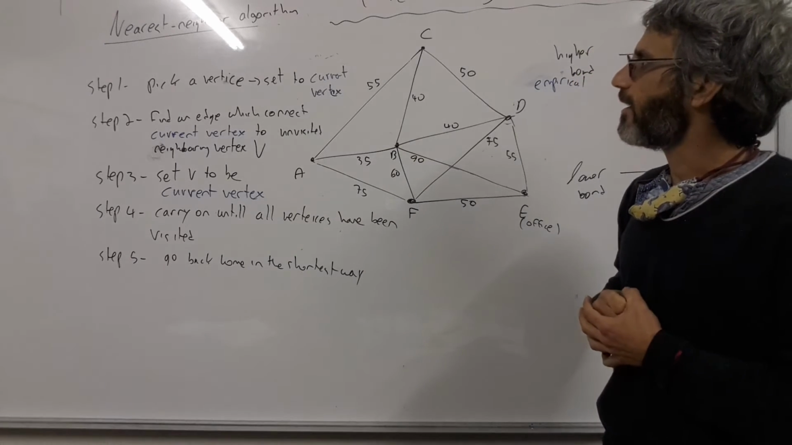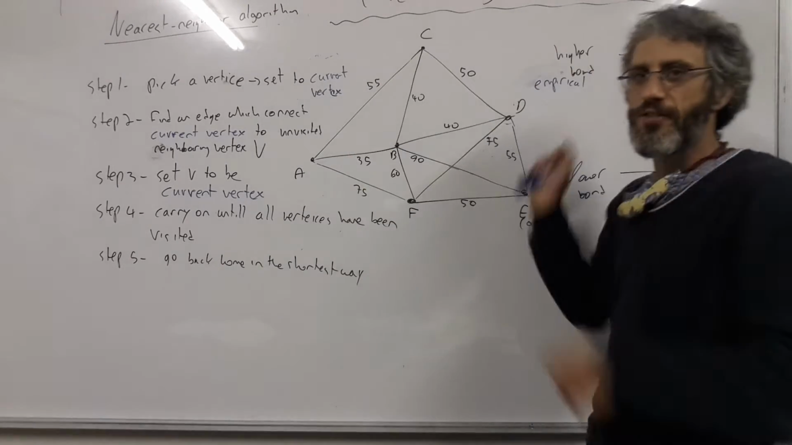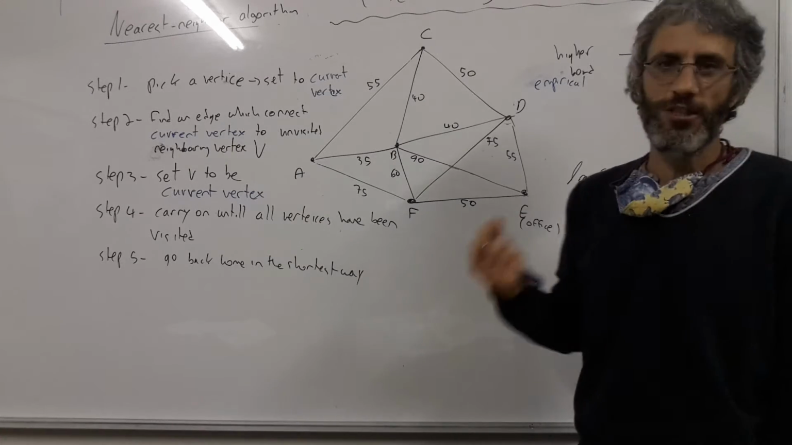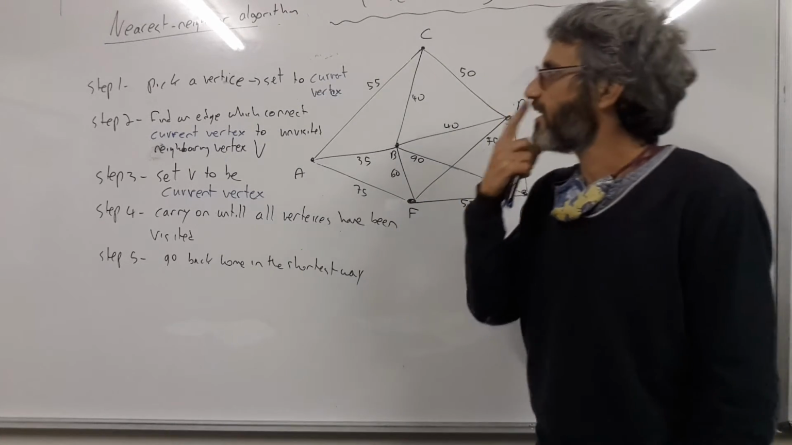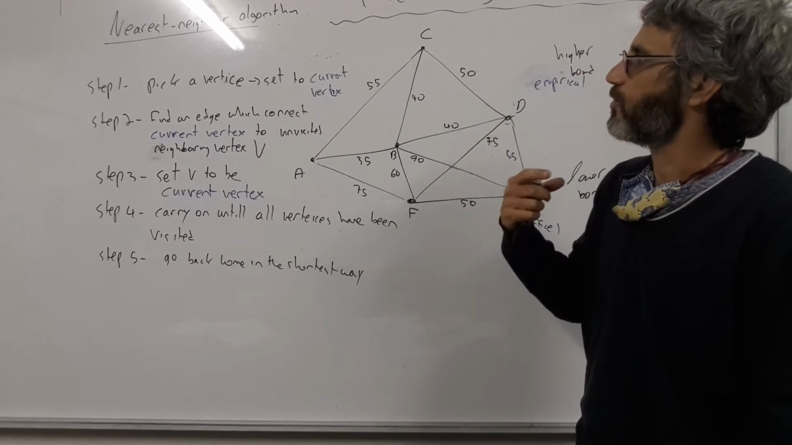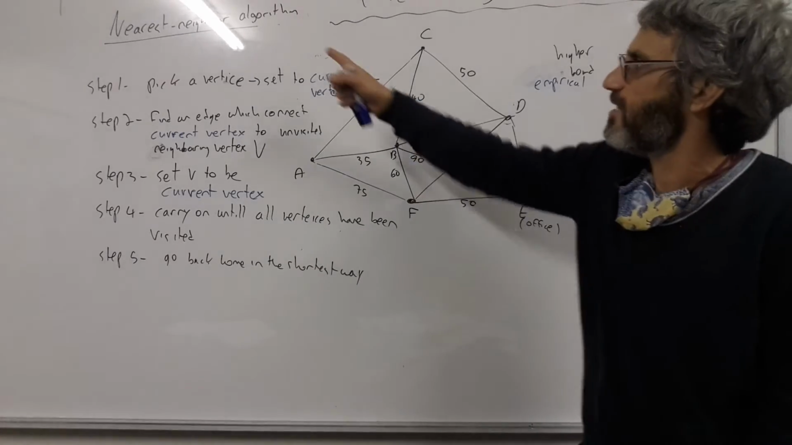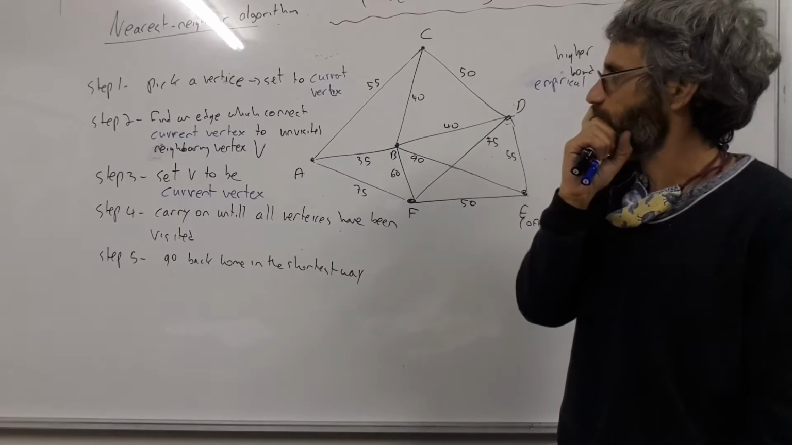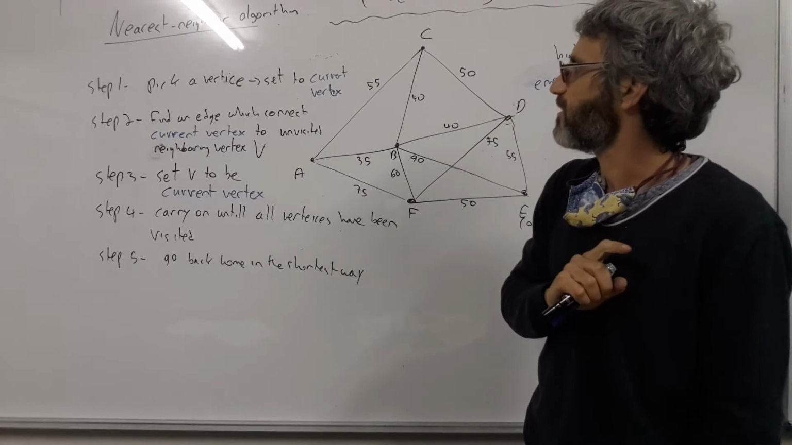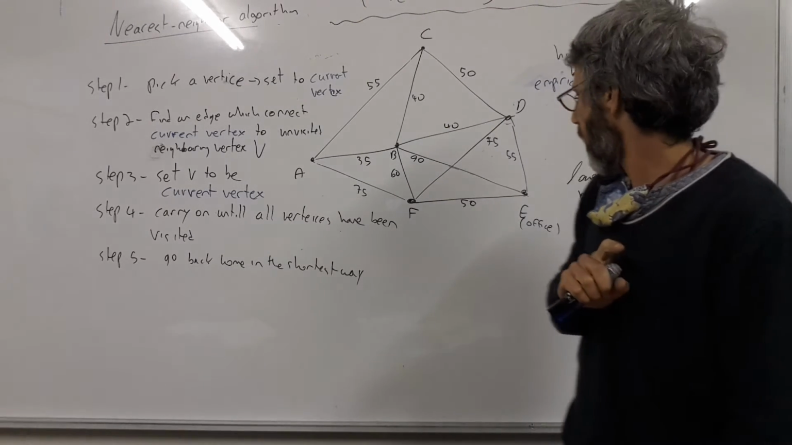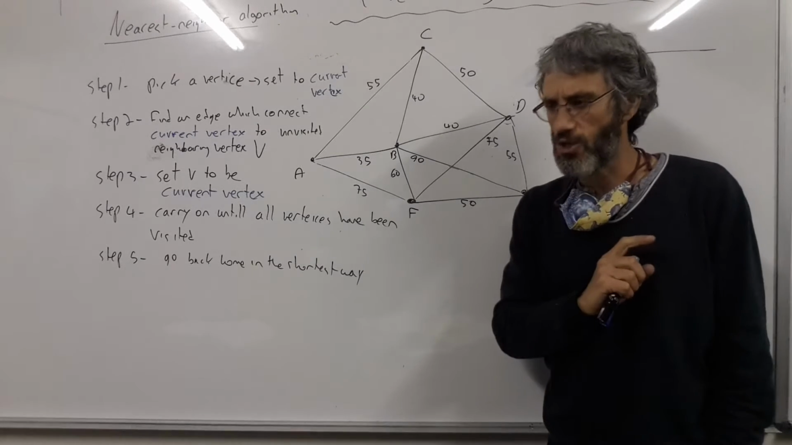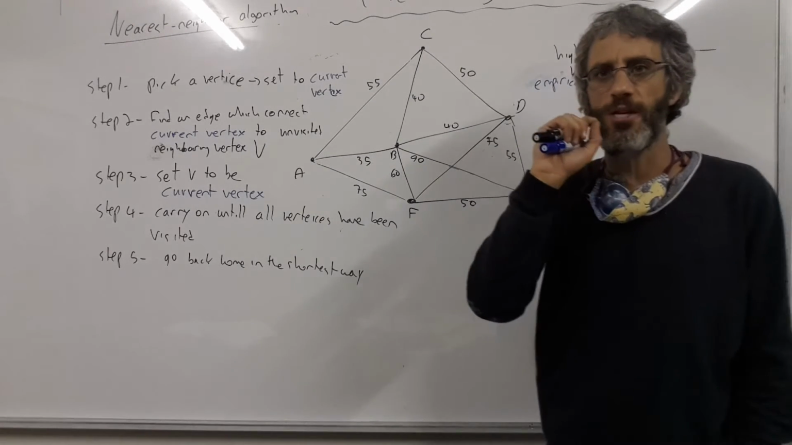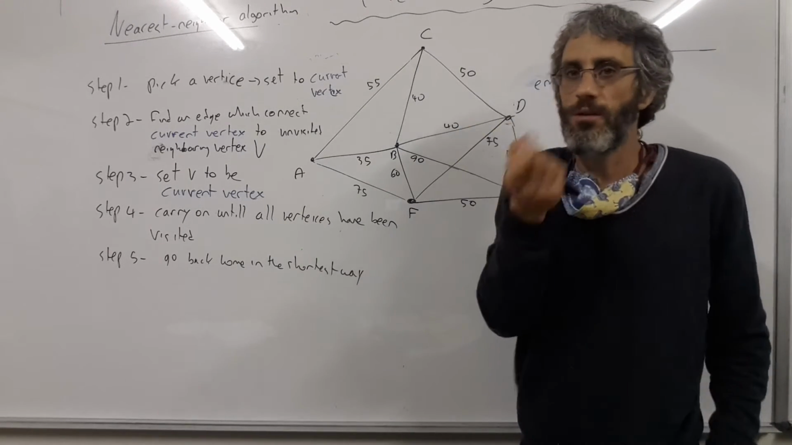Okay? And I mean, you can just try different things, but computers can't just try different things. So we've got to give them a step-by-step solution, and we call that an algorithm. And this specific algorithm is called the nearest neighbor solution. Step 1, pick a vertex. Now, the vertex that you need to start with depends.